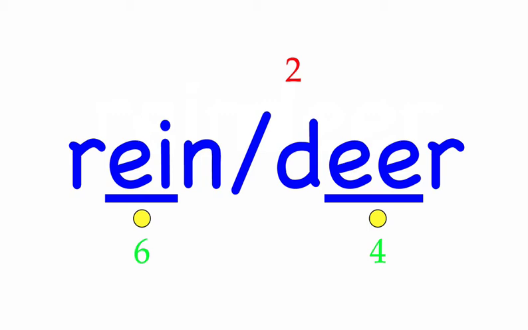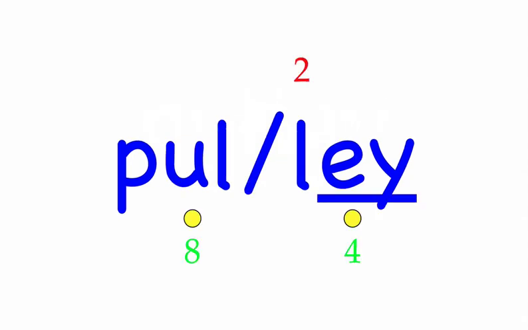Row five. Pulley. The pulley system is very intricate in this factory. Pulley. Pull, three sounds: P, U, L. Ley, two sounds: L, E. Pull, ley. Mark the word. Pull, ley. U is representing its extra sound, uh, so we put the number 8 under the U to indicate vowel group 8.